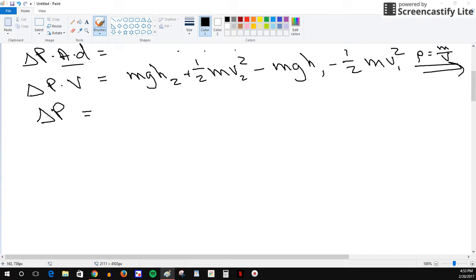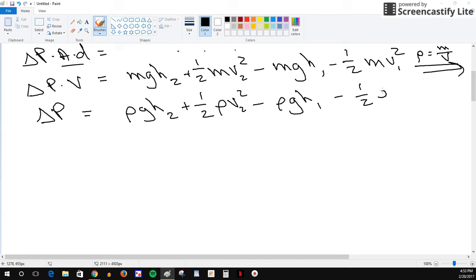So now, applying that logic, delta P, my change in pressure, is equal to m divided by V times g times h2, or simply rho g h2, plus 1/2. Now, okay, wait a second. If I divide my mass here by volume, I also get rho. So half rho v2 squared, minus, same thing over here, dividing mass by my volume, I get rho g h1, and then same thing over here, minus half rho v1 squared.